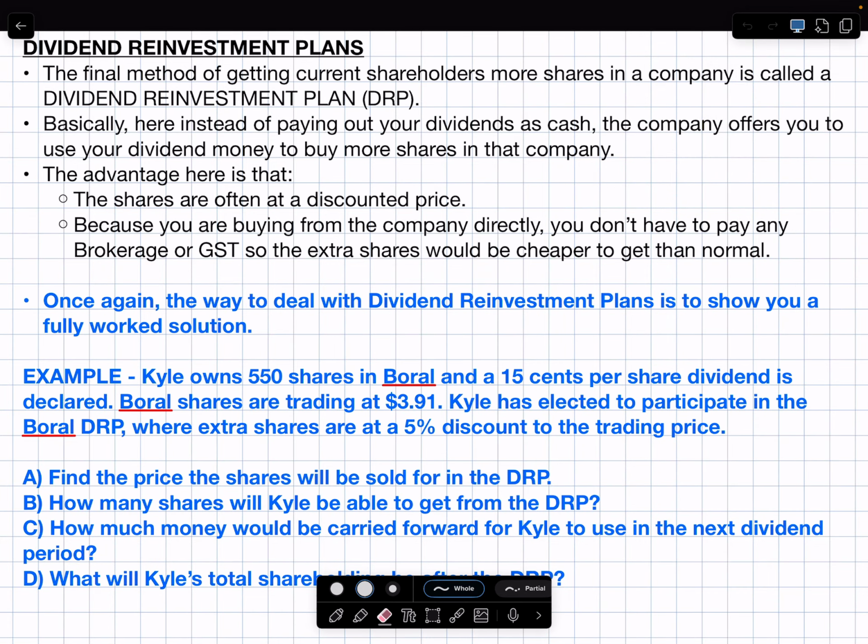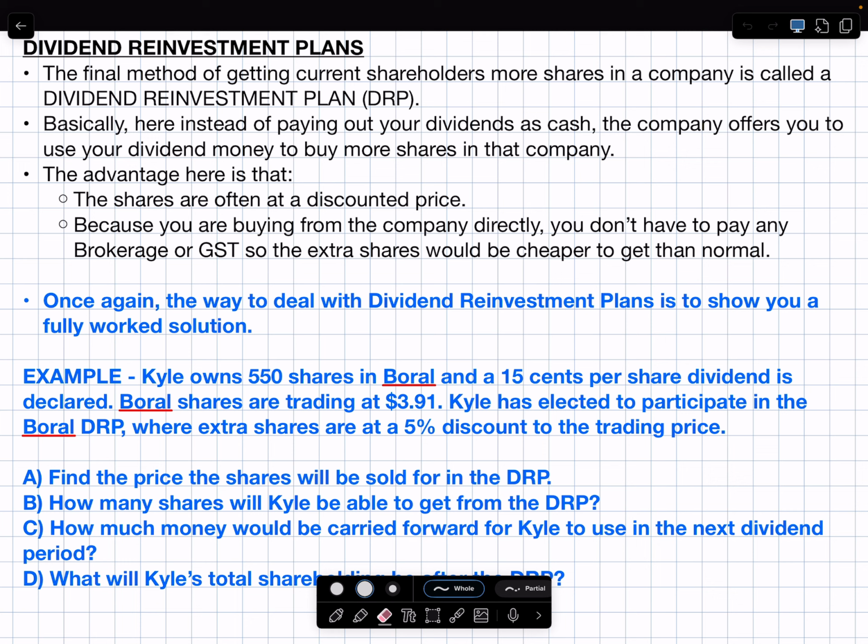There is one more way that we cover to get current shareholders more shares in a company that isn't them just buying more. It's called a dividend reinvestment plan. So we've already spoken about dividends. Dividends, free money. They're giving you part of their profits because you own shares with them.